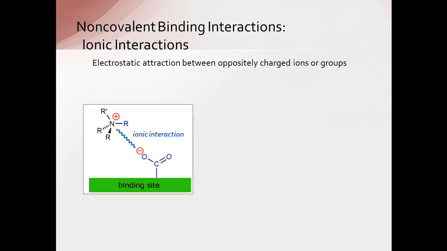So another strong binding interaction that can take place between a drug and its target protein is that of an ionic interaction.